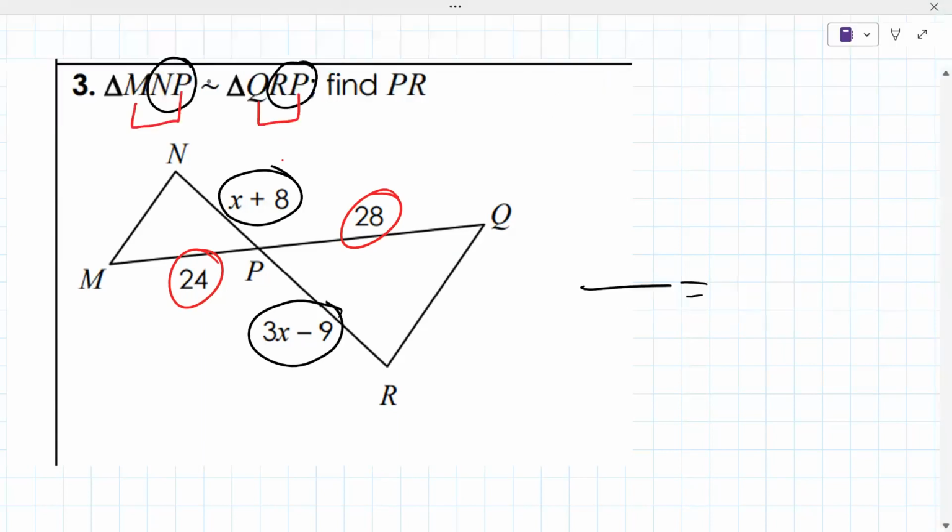So we're going to set up another proportion here, x plus 8 over 3x minus 9. Now you got to be careful. What does the x plus 8 go with? It goes with the 24. The 24 has to go with that one. If you'd put 3x minus 9 up top, then we'd be looking at the 28. But it's 24.